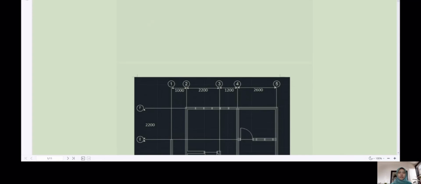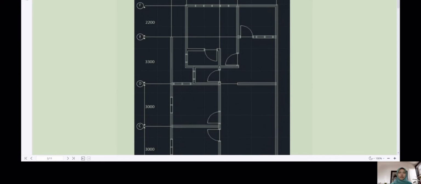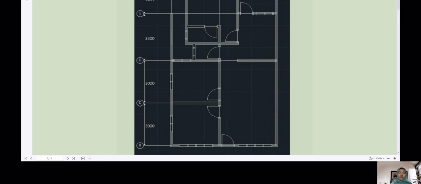So this is the plan, and my part is on this CD35.